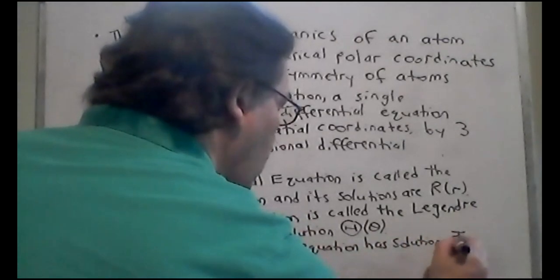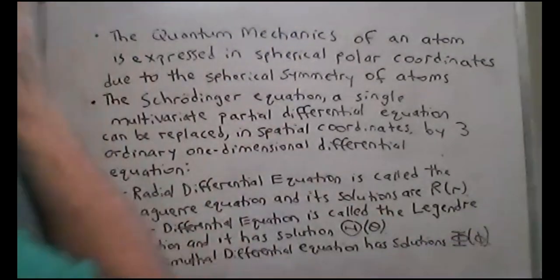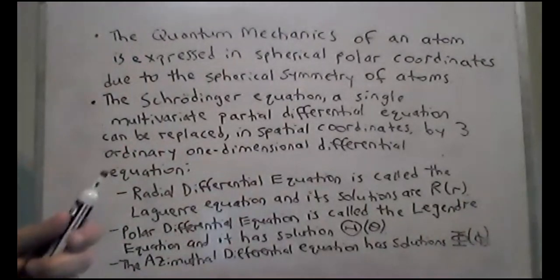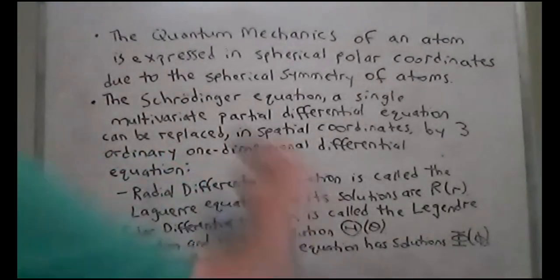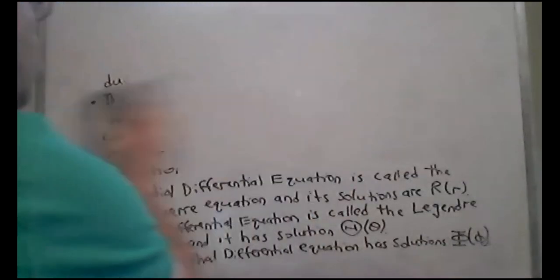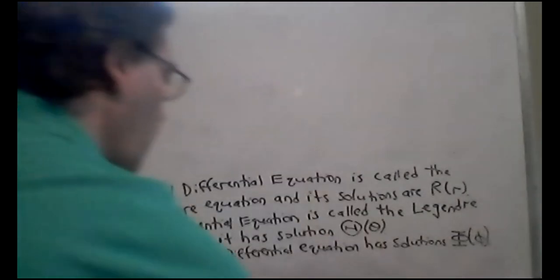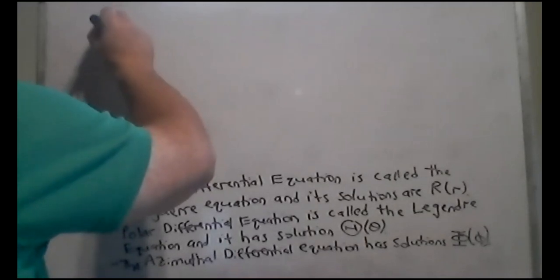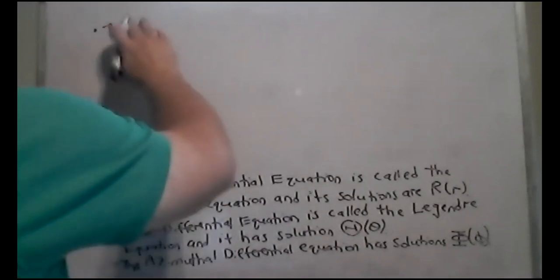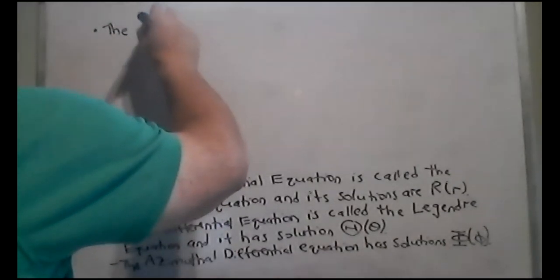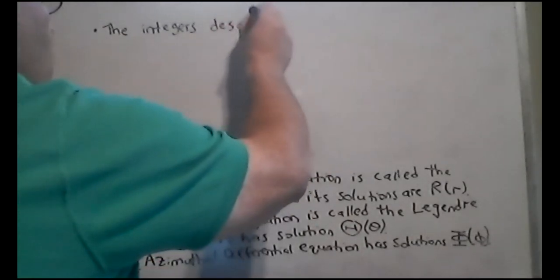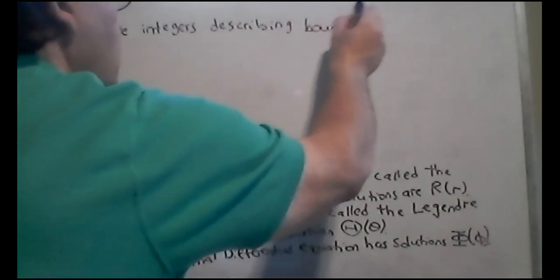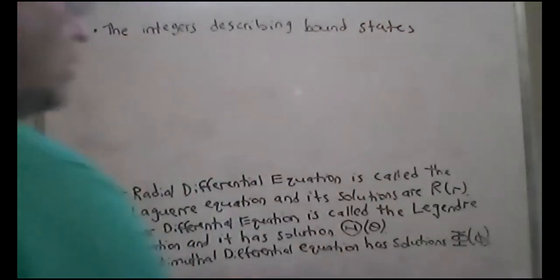All right, so we are able to tease out the Schrodinger equation into three separate equations that we can solve. And then we fit these equations into a space, and the answers end up becoming standing wave solutions. With standing waves, we know that there are integers that talk about the accepted resonances. So the integers describing bound states, and all of this is done through the solutions of differential equations.